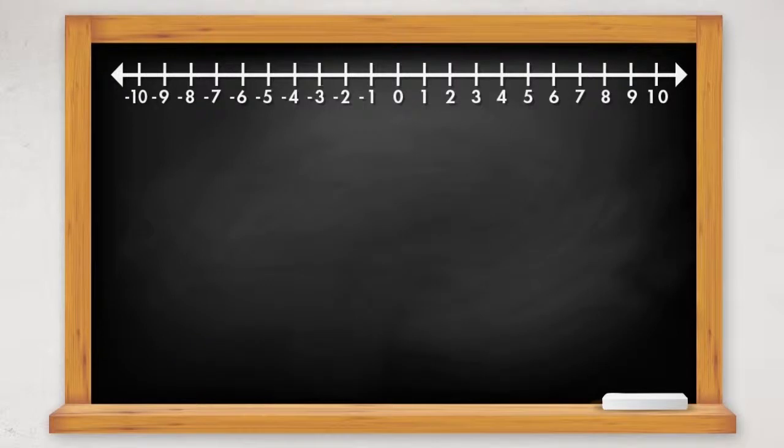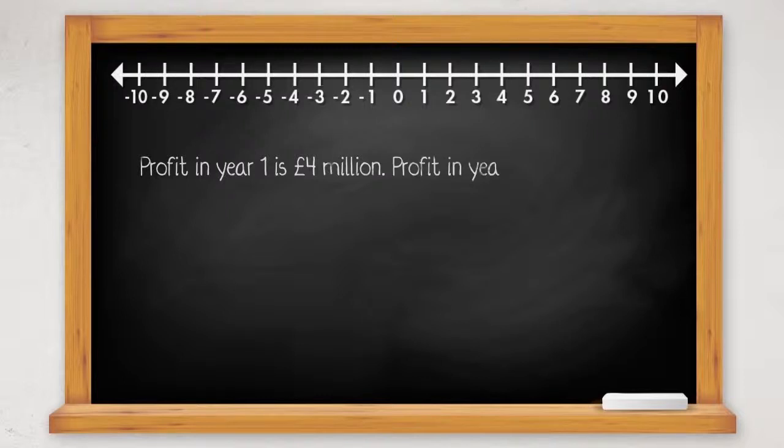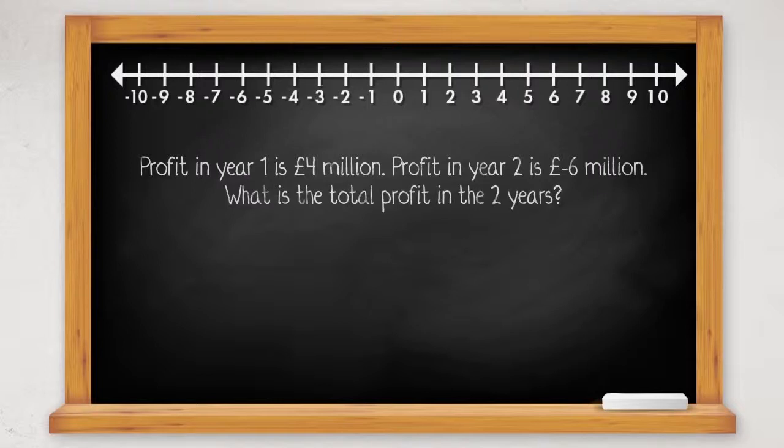In this example, a company made a profit in year 1 of £4 million. But in year 2, the profit was -6 million. In other words, it made a loss of £6 million. We want to find out what the total profit is in the 2 years. When the question asks for the total, it means we have got to add up the numbers. So the calculation that we need to do is 4 million plus -6 million.